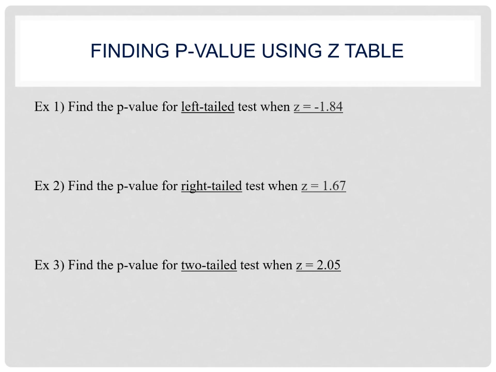All right. Finding p-value using the z-table. So you know how to do this already. I want you to grab your z-table. You can pause if you need to go grab it. Grab your z-table, your normal table, the one that we were using previously with the two sides. You're going to find the p-value for a left tail test when z is negative 1.84.